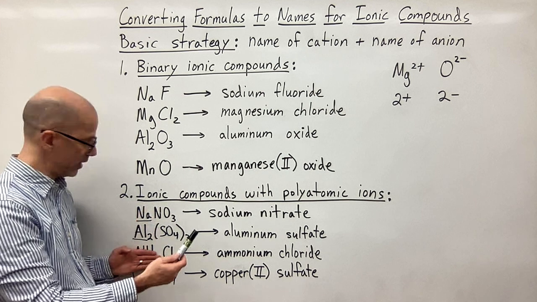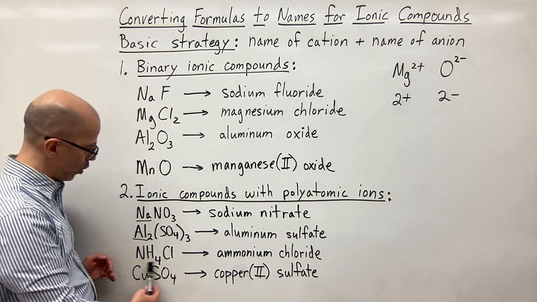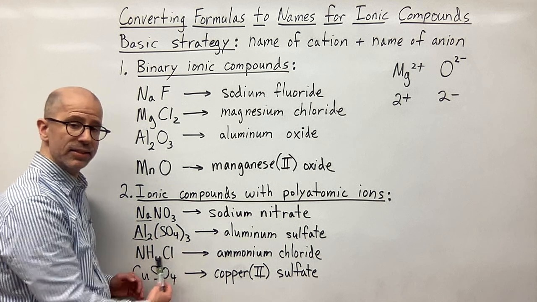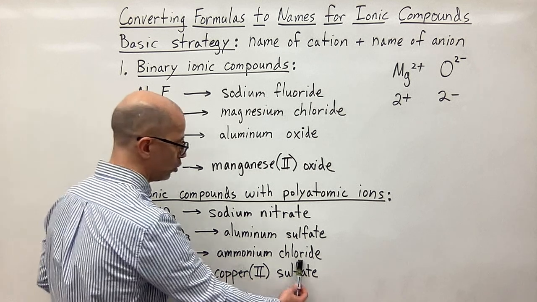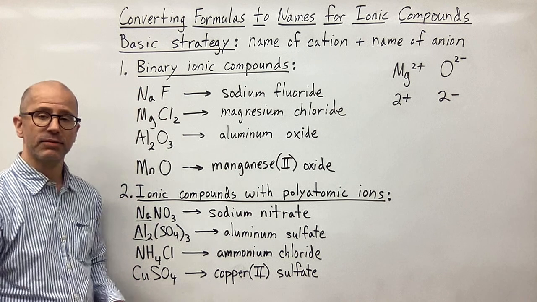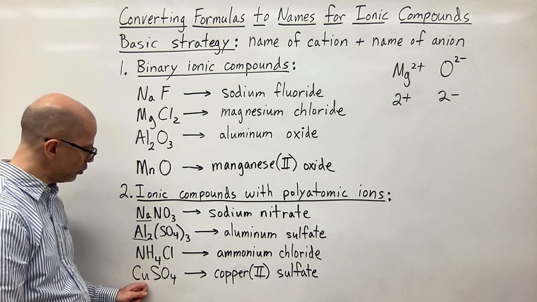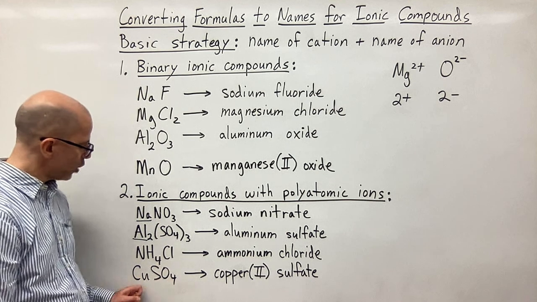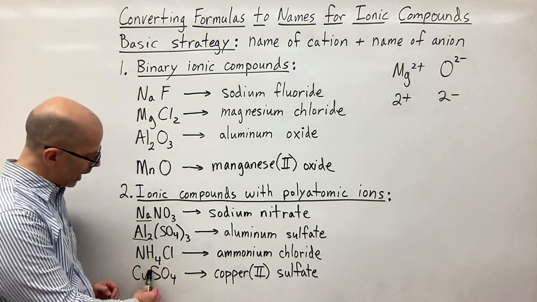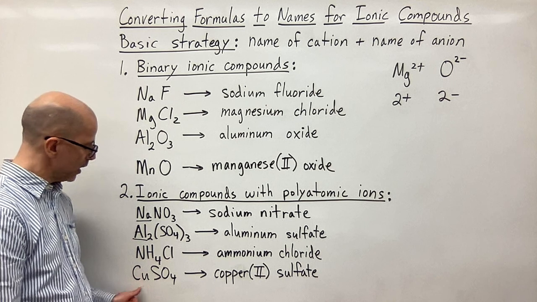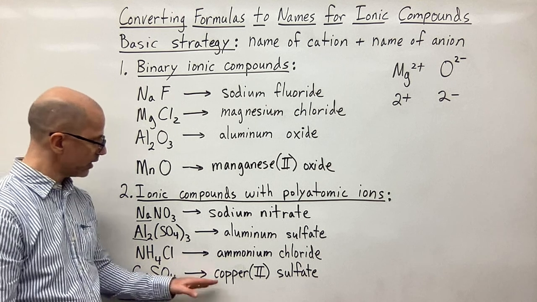That's the second part of the name of this compound. So ammonium is the first part of the name, and then chloride is the second part. So ammonium chloride is the name of this substance. And then finally, you have CuSO4. So again, we have Cu for copper. Copper is the first ion, so we're going to name that with copper.